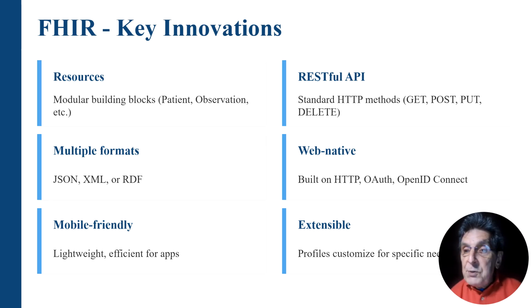And fourth, it's web native. FHIR was designed for HTTP from the start. Security uses OAuth 2.0, the same standard that secures countless web applications. Identity uses OpenID Connect. These aren't bolted-on additions. They're fundamental to its essential design. Fifth, it's mobile-friendly. Resources are lightweight enough to work efficiently on mobile networks. The JSON format is compact, and this matters enormously as patient-facing apps become more important.